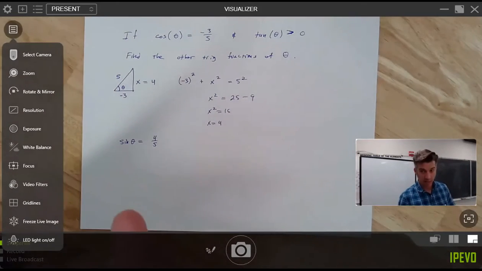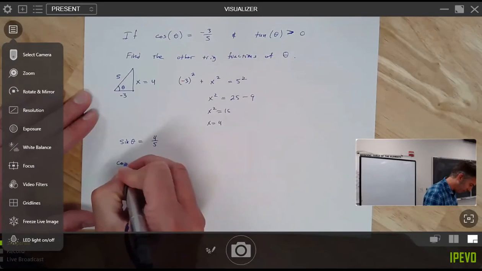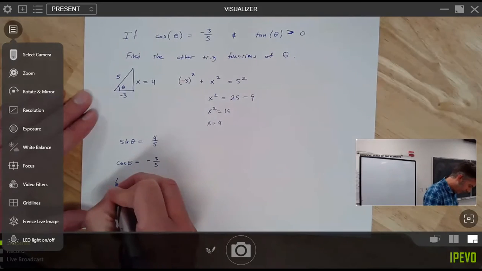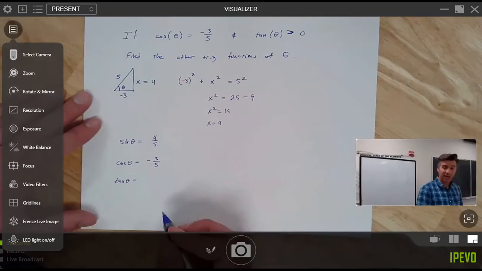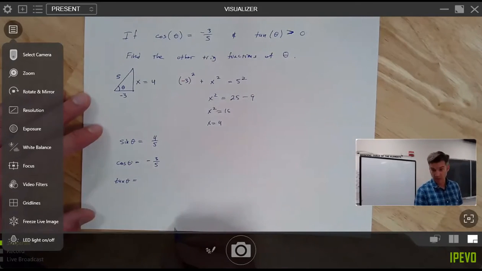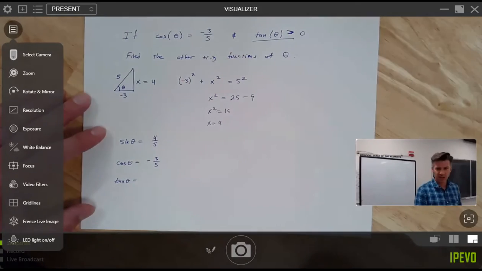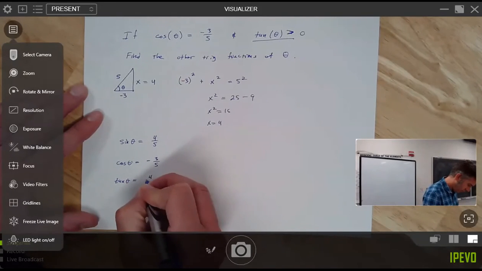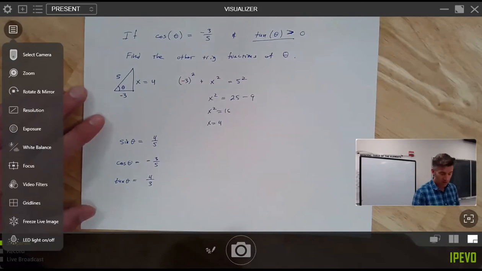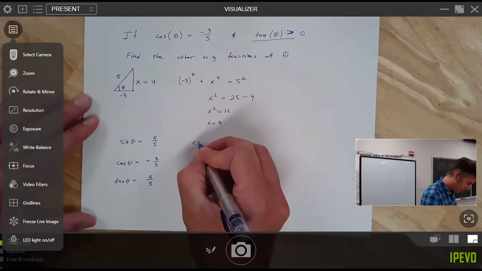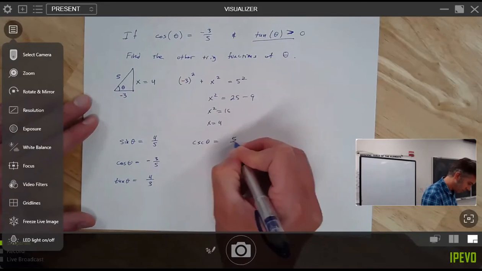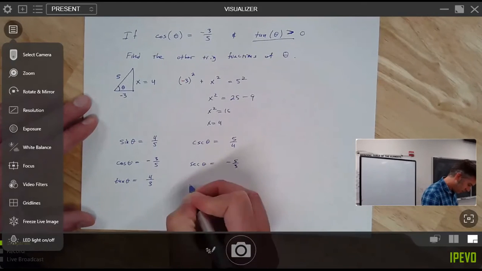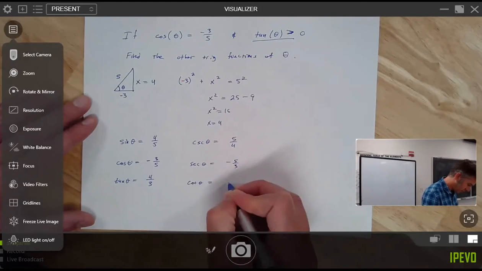But it might be negative. I already know cosine, but I'm going to write it down anyway. Cosine of theta is negative 3 over 5. And tangent of theta, well, actually, I know tangent has to be positive because they told me it was positive. Right there. They said, oh yeah, tangent's positive. So tangent of theta has to be positive 4 over 3, opposite over adjacent. And then cosecant of theta is the reciprocal. Secant of theta is the reciprocal. Cotangent of theta is the reciprocal.